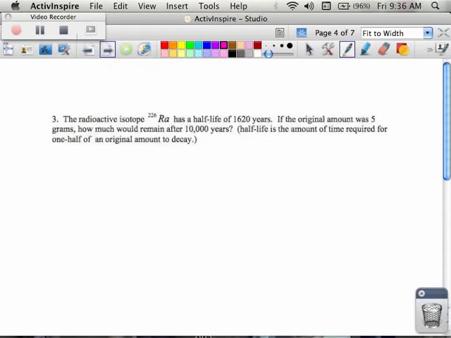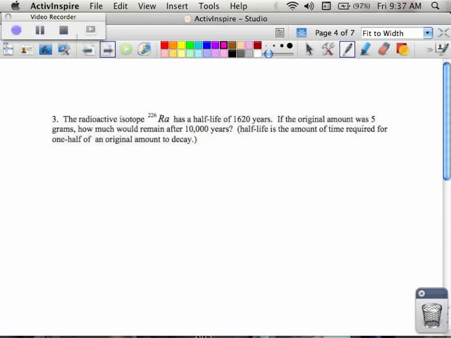Number 3. In number 3, they talk about a radioactive material, radium, for any of you who are in chemistry. It has a half-life of 1,620 years. The original amount is 5 grams, and they want to know how much is left after 10,000 years. And half-life means how much time goes by for half of it to remain.